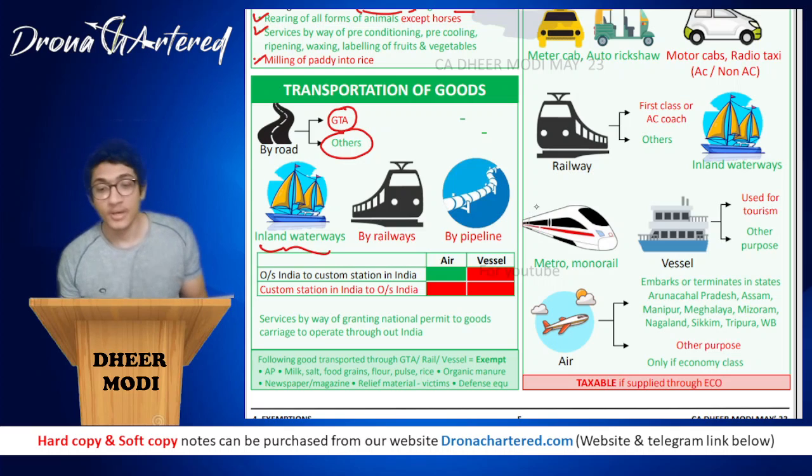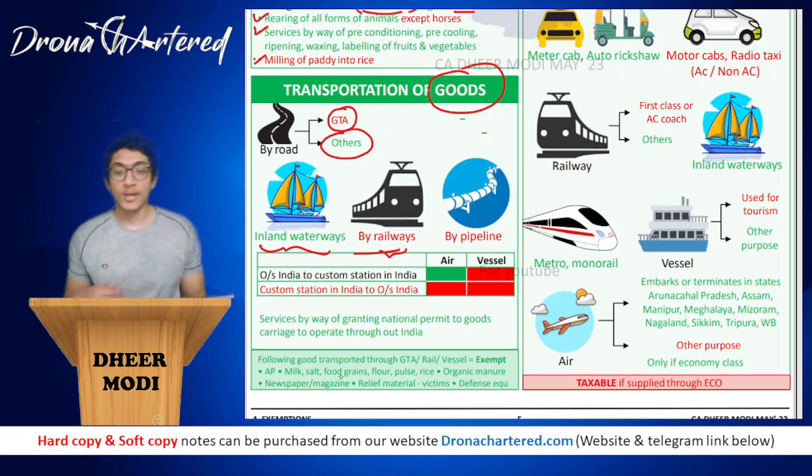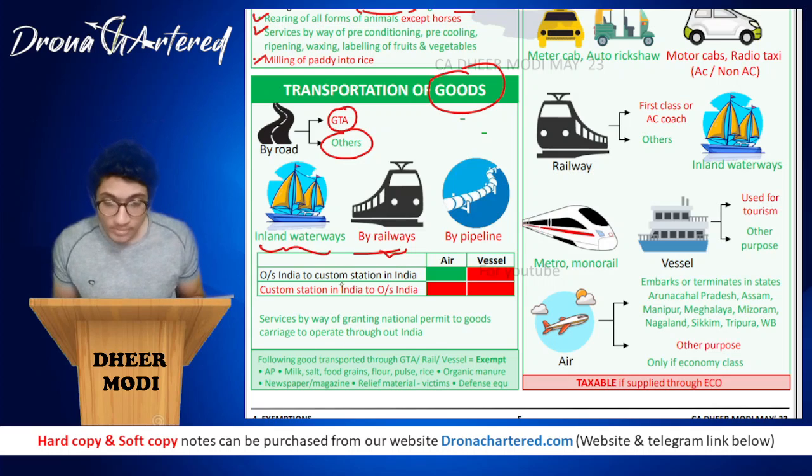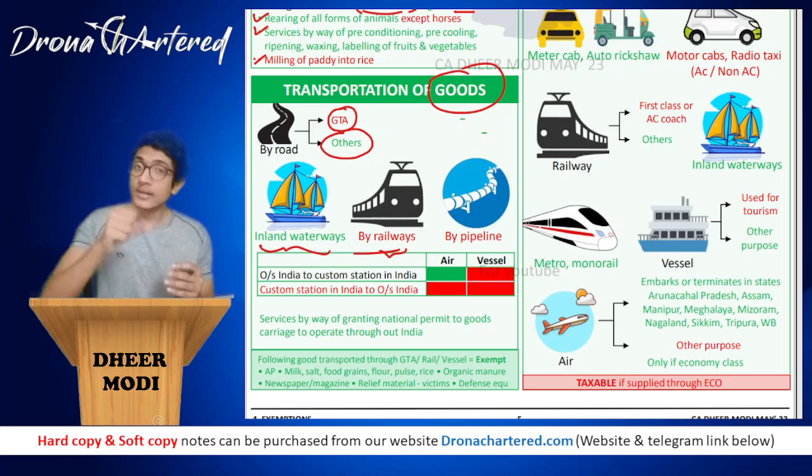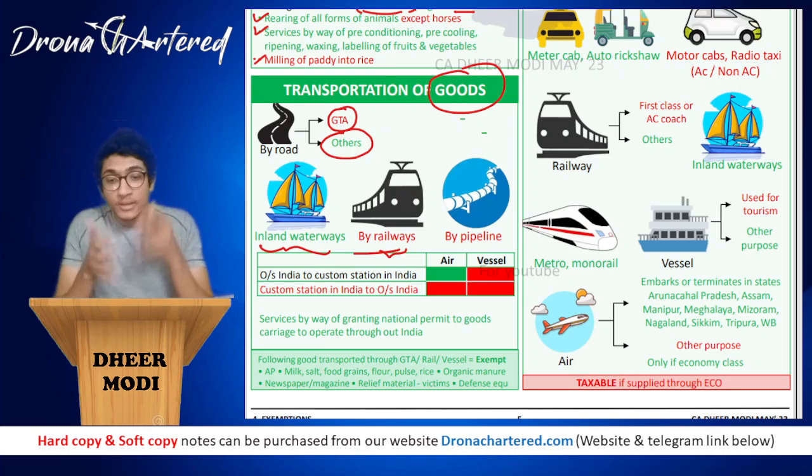Now any inland waterways, that is use of any ferry within the country of India, is exempt. Any transportation of goods by railways, remember we are doing transportation of goods, will be taxable, and by pipelines will be taxable. Now what is the other point that you have to remember? If there is any transportation of goods from outside India to a custom station in India, that is, it is coming to India where it is coming to a custom station in India.